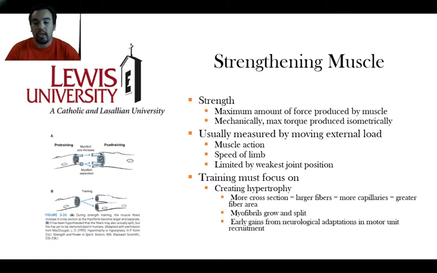And a lot of your early gains in strength training is actually from a neurological adaptation, where the actin and myosin and you're getting more cross-bridging between the neurological motor units as they're recruiting more fibers to perform this action that you're asking them to do. As you're training them, you're not only training the muscle, you're training the motor units and the neurological system.